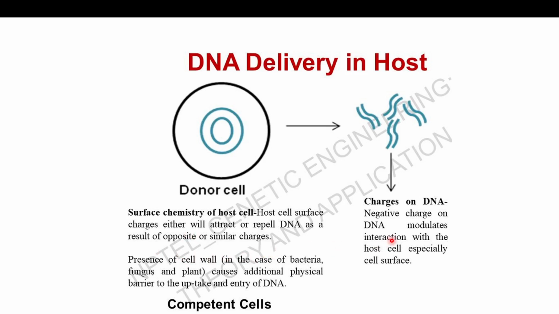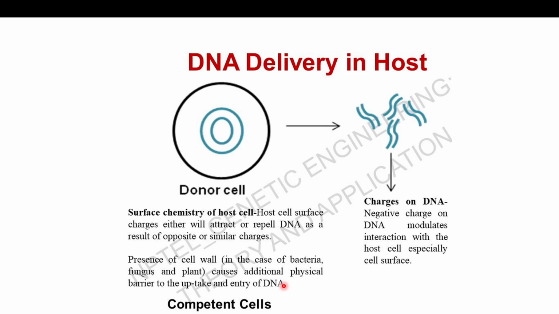So DNA is negatively charged due to the phosphate moieties on it. But the cell surface of the recipient cell might have different kinds of composition. The membrane composition or cell wall composition can vary. The presence of a cell wall in bacteria, fungus, and plants causes an additional physical barrier to the entry of the foreign DNA. So that's why the recipient cell or the host cell has to be made competent. It has to be treated with different kinds of salts.